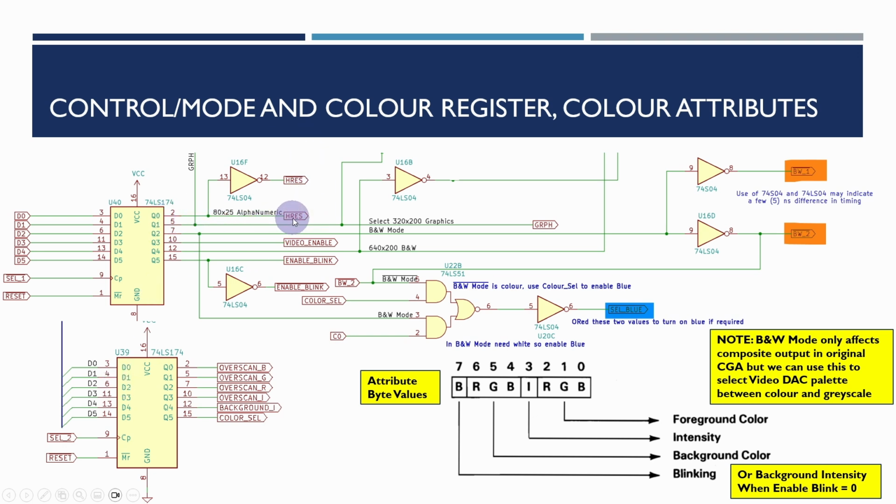The high res is used to determine whether we're in 40 character or 80 character mode. This BW mode is used to turn off the composite color, whether we're running in grayscale or in color. Video enable enables the output or disables it so that the CPU can update the video RAM. We then have this one here, the 640 by 200 B&W, which is effectively the high resolution 2-color graphics enable. And then the final bit determines whether or not we have blink enabled or whether the attribute 7 bit is used for the background intensity.